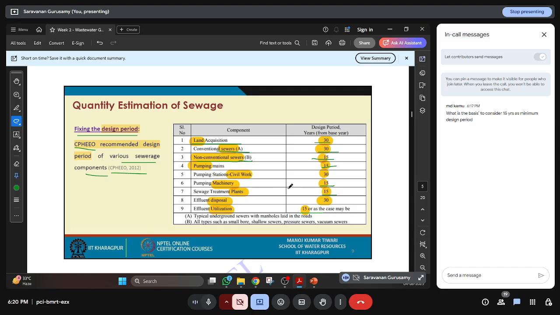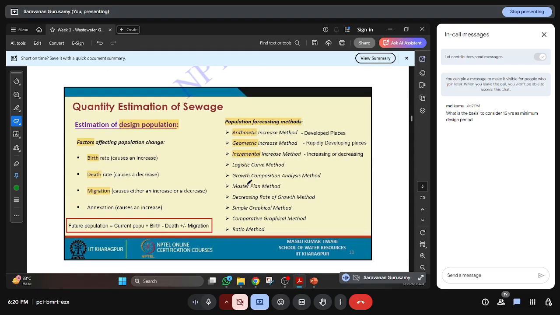So I am considering an average of 15 years for the sewage lines. That is the period, or you can refer to any of these standard codes to design. This is given for our Indian conditions in the CPHEO manual. So the first step is over. We know the design period.